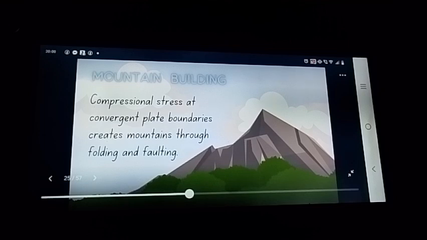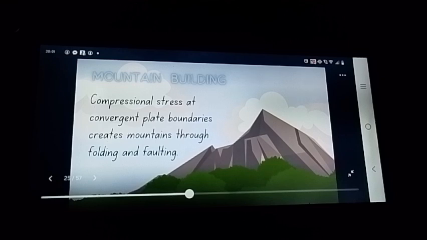Imagine two giant pieces of Play-Doh pushing against each other. That's a simplified picture of how mountains are formed. This is called mountain building, or orogenesis. So here's how it works. Convergent plate boundaries. When two tectonic plates collide, they exert a powerful compressional stress on the rocks at the boundary. This stress is like squeezing the Play-Doh together.